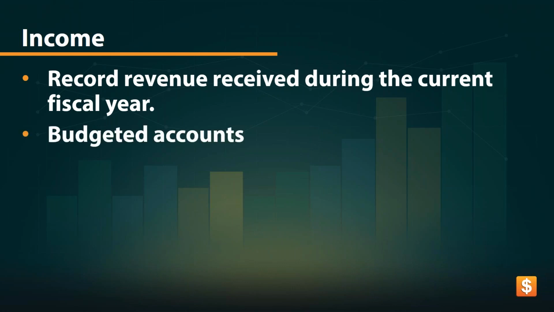So they record revenue received during the current fiscal year. These accounts are budgeted accounts, so you can go in and assign a budget to these accounts. Examples of income accounts are going to be offerings, like your general fund, your building fund, scholarship fund. Those are examples of income accounts.